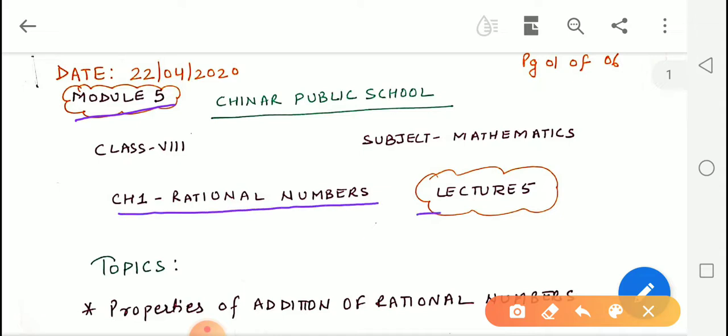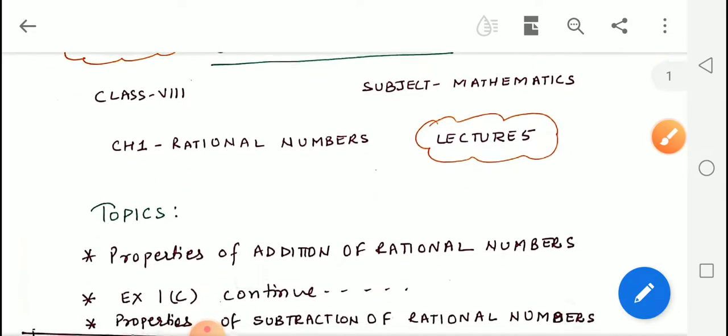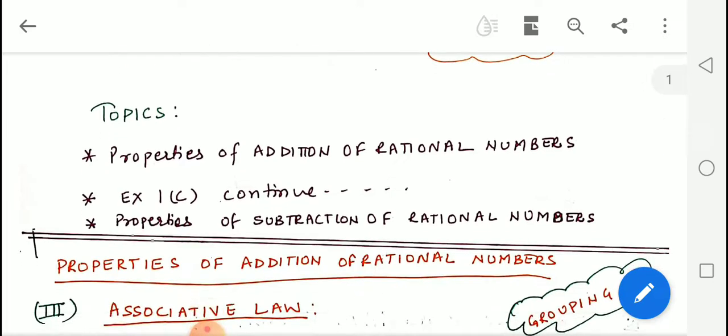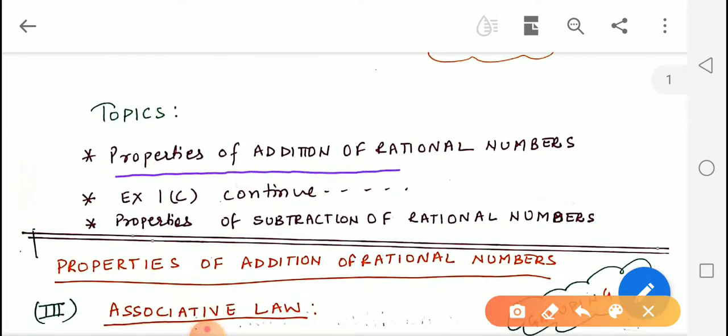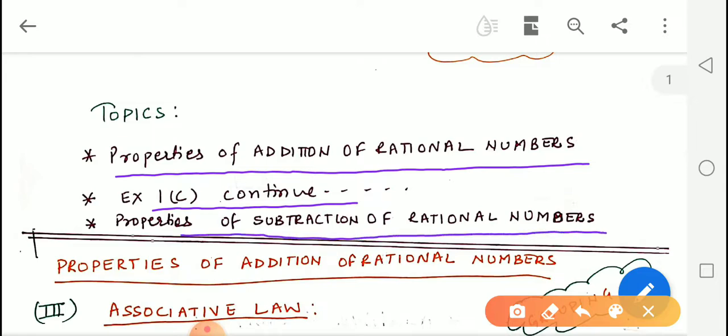This is our lecture 5. Today we are going to cover these topics. First is properties of addition of rational numbers, to be continued. Exercise 1C, to be continued. And next, properties of subtraction of rational numbers.